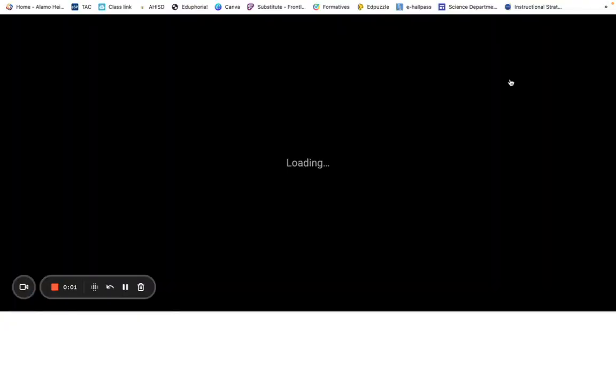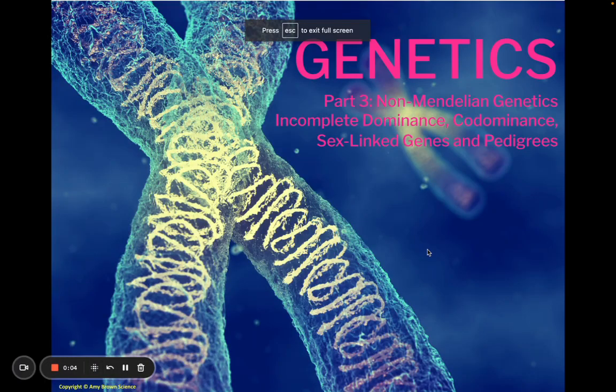Okay, so today we're going to continue our topic on genetics. Previously we've talked about Mendelian genetics, and we talked about monohybrid crosses when we cross two traits. We get a genotype and phenotypes of our possible offspring. And then we also talked about dihybrid crosses previously, which is also part of Mendelian genetics.